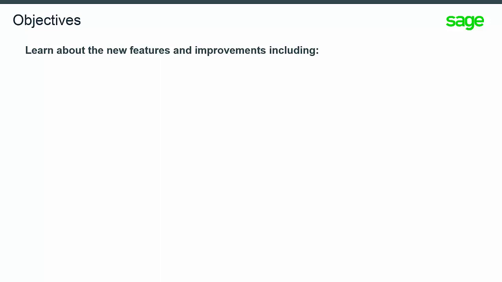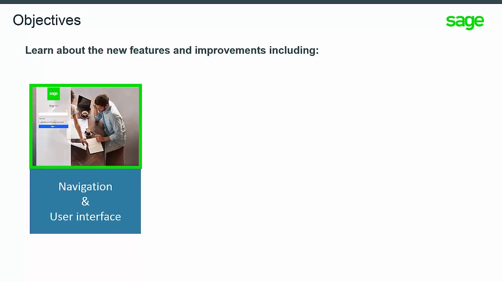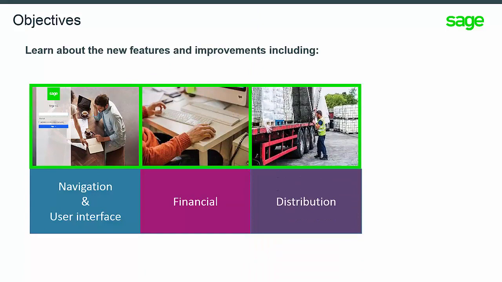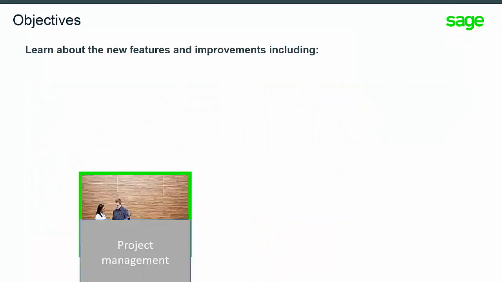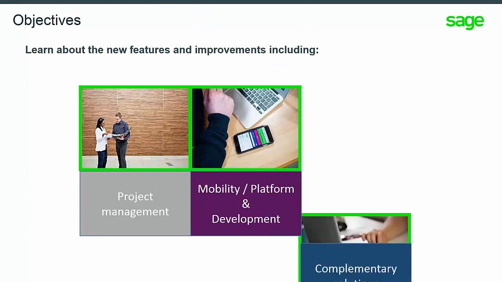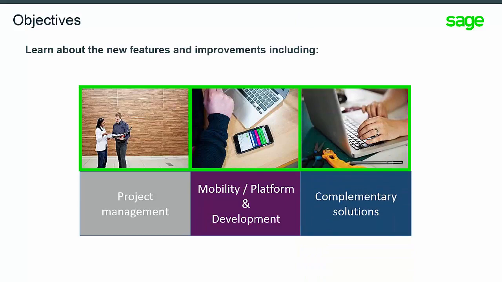In this topic, you will receive a high-level overview of the new features and improvements of Sage X3 version 11. This includes features in navigation and the user interface. You'll also learn about improvements in financials, distribution, manufacturing, project management, mobile and platform, as well as development improvements, and complementary solutions that integrate with Sage X3 to extend functionality in many areas.